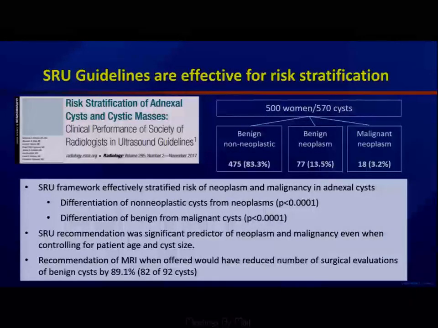I will note this interesting conclusion is that the recommendation of MRI when offered in those situations where MRI is an option would have reduced the number of surgical evaluations of benign cysts by almost 90%. So they went through and followed all these and had either path proof or imaging follow-up or clinical follow-up to say sort of what the outcome was. And then looking back, had MRI been pursued for some of these when it was an option, a lot fewer surgical evaluations would have occurred.